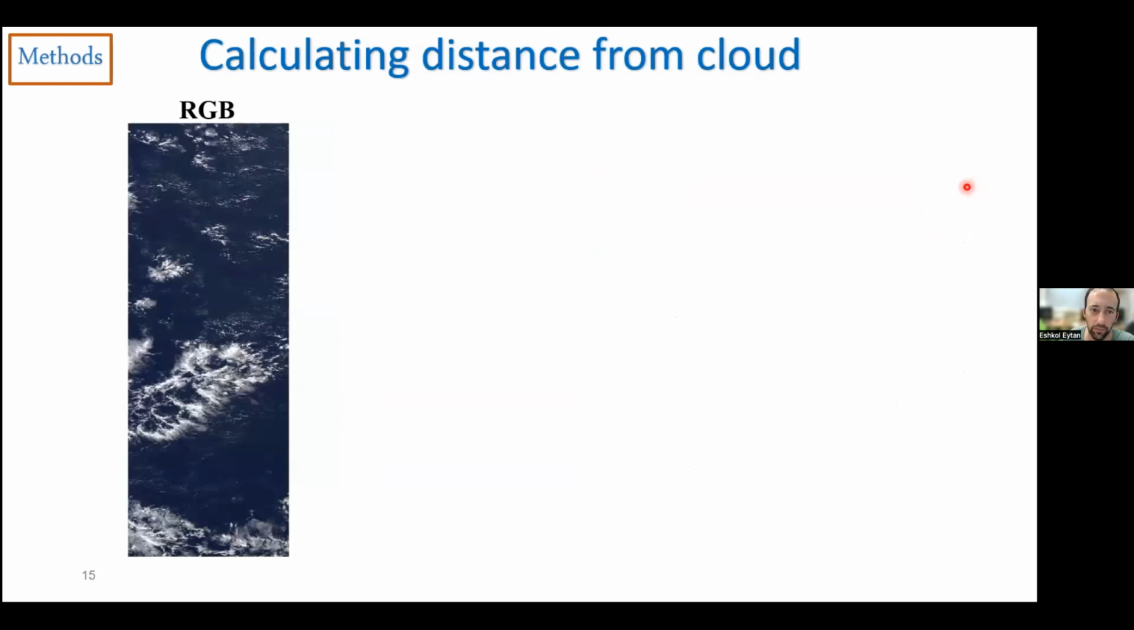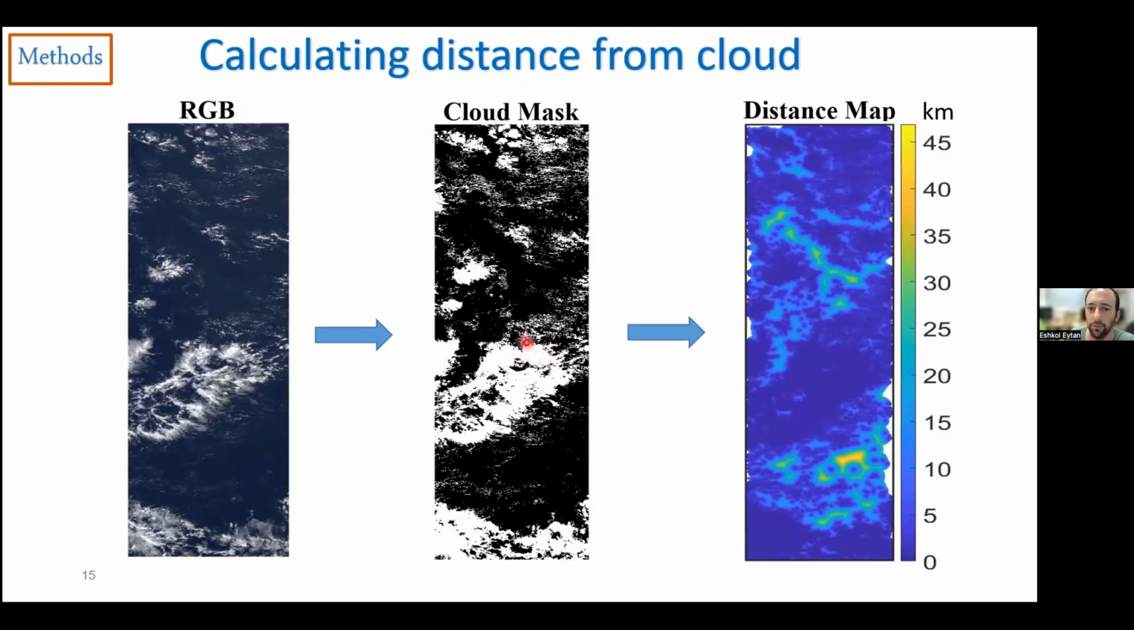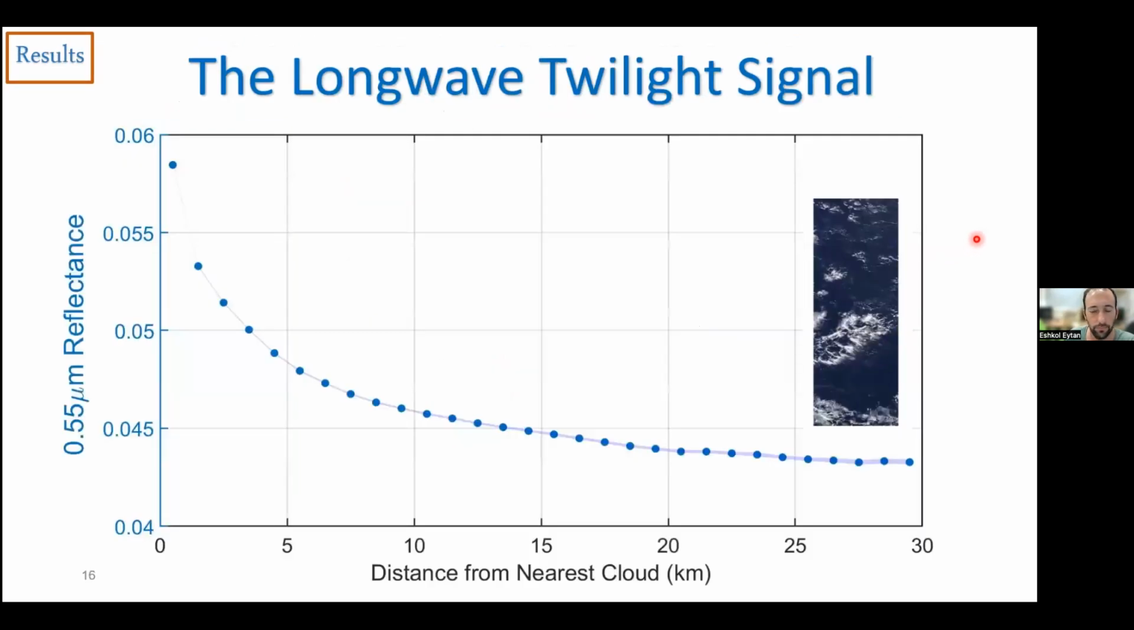And in order to quantify it, we chose to work with the variable of distance from the nearest cloud. So for this, we take the RGB image and we use the MODIS cloud mask to have a binary separation between clouds and clear sky, or the detected clouds in the clear sky. And then from this binary image, we can come up with the distance from nearest cloud map that is shown here on the right. And this is just to give a sanity check for the analysis: we plot the green channel mean reflectance as a function of distance from nearest cloud. And indeed, we see that the closer we get to a cloud, the higher the reflectance values.